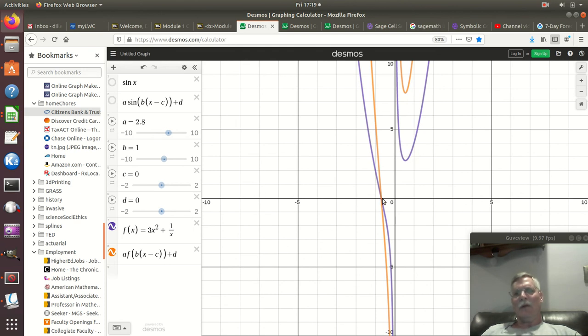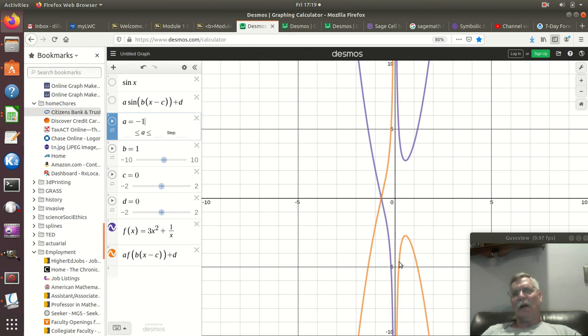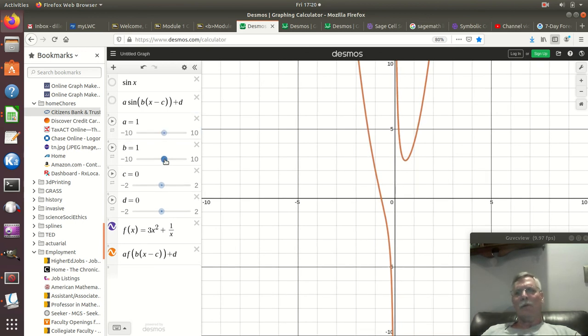Its location doesn't change at all, and that's because we're just multiplying everything by some number. I can turn it upside down by making that a negative. If I make it -1, I get a mirror image across the x-axis, so that's nice. Again, 0 is 0.